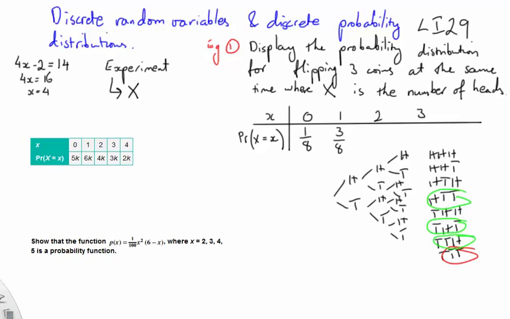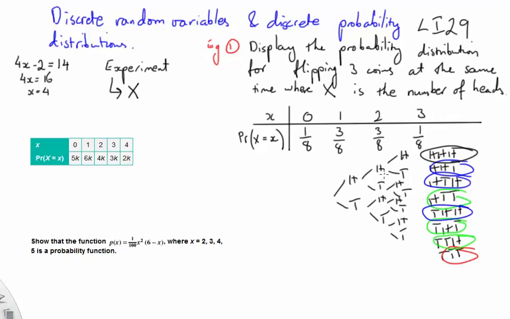Getting 2 heads. Let's see. Let's use blue this time. There's 2 heads. There's 2 heads. There's 2 heads. 3 out of 8. Getting 3 heads, 1 option left. That's 1 out of 8.